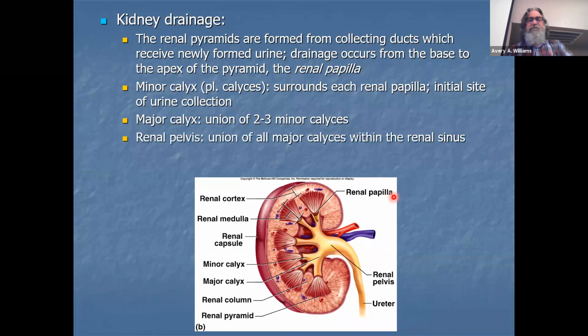All right. And then all the major calyces unite in a common chamber called the renal pelvis. So this center area right here, where all the calyces are coming in, that's the renal pelvis. So union of all the major calyces within the renal sinus.